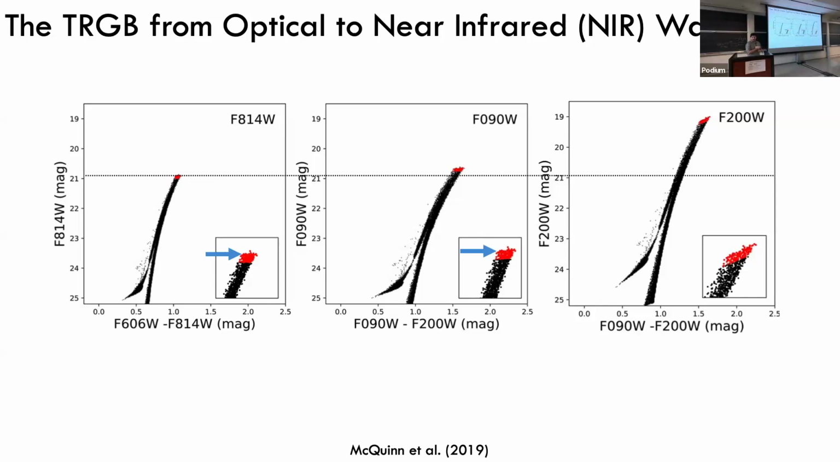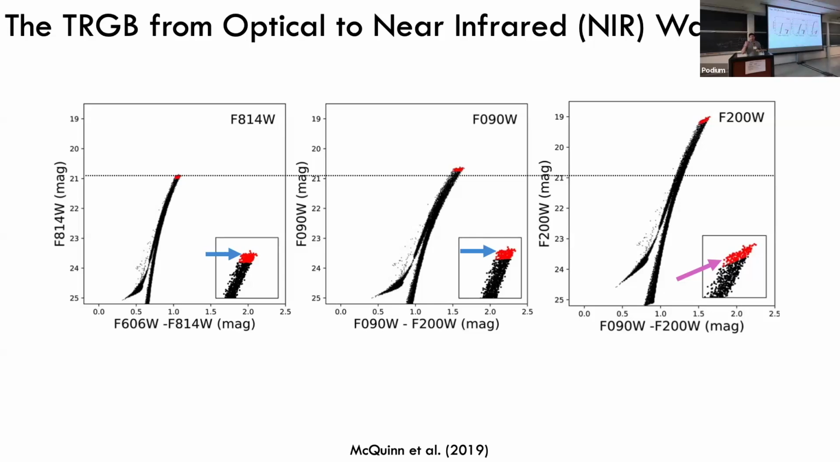But I also want you to notice that the TRGB brightness as a function of color changes. If we take F606W minus F814W in the left panel, so we go from left to right, the TRGB is flat, and that's indicated in the insets. It's very similar in F090W in the middle, but when we go to the right, there's now this significant dependence of the brightness of the TRGB on its color, and you can see it's linearly increasing.